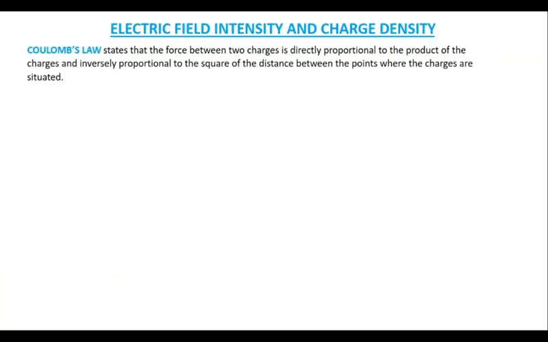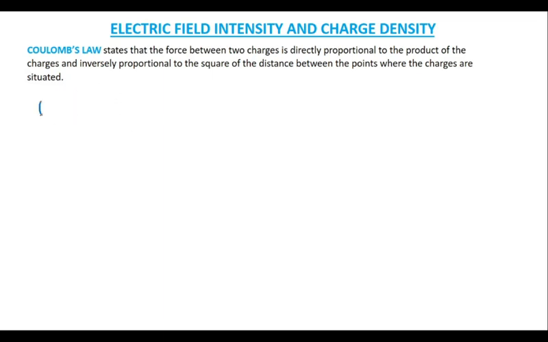So let's begin. We want to first of all start by looking at what Coulomb's law says. According to Coulomb, the law states that the force of attraction between two charged bodies is directly proportional to the product of the charges and inversely proportional to the square of the distance between the points where the charges are situated. So let's have a look at a diagram for that.